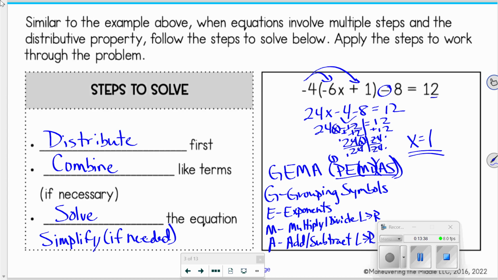But now, the nice thing is, and here's what I would like to see you guys doing, so we can check our work, especially because most of you have really good number sense, that you can now put 1 back in and say, okay, negative 6 plus 1 is negative 5 times negative 4 gives me a positive 20. 20 minus 8 is 12. So you can do a quick check and say, did that actually work?